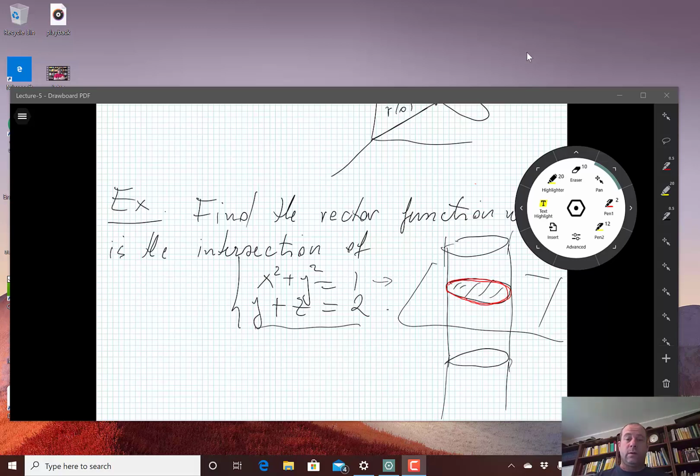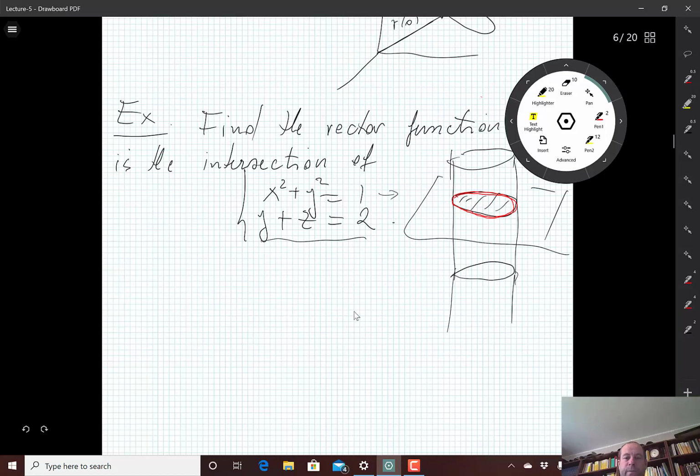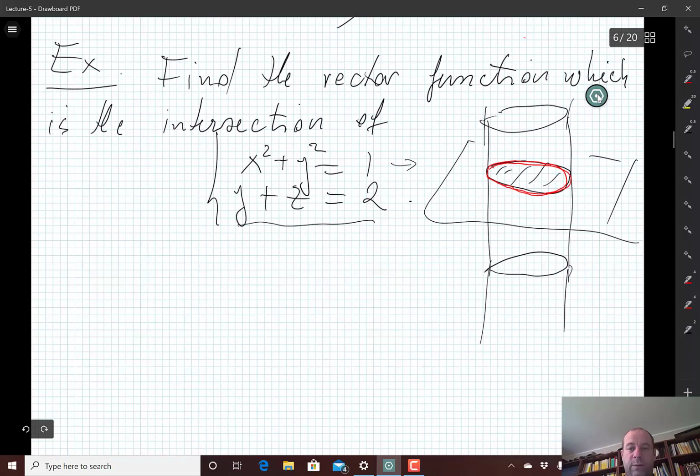Let's continue where we left off last time, which will be basically finishing this example. So let's just remind ourselves what we were doing. Let's make this a little bit bigger.